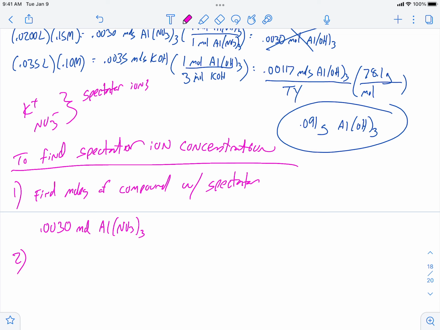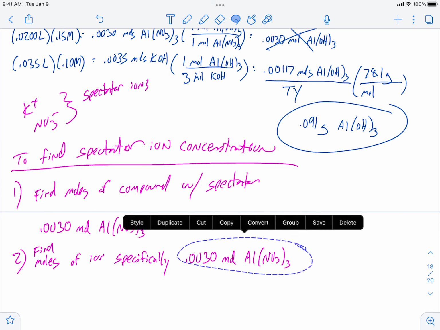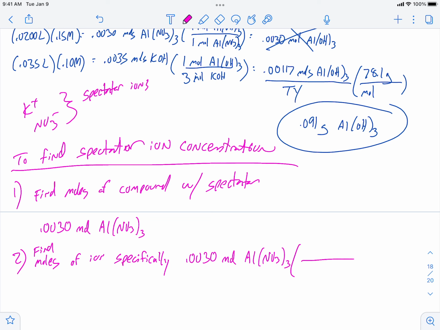So the next thing, find moles of the ion specifically, meaning I said that nitrate was the spectator ion. Right now, what I have written here is moles of aluminum nitrate. I need to know how many nitrates there are. So, to do that, we're going to use a ratio between the formula and the ion. In one aluminum nitrate compound, how many nitrates are there? 3.